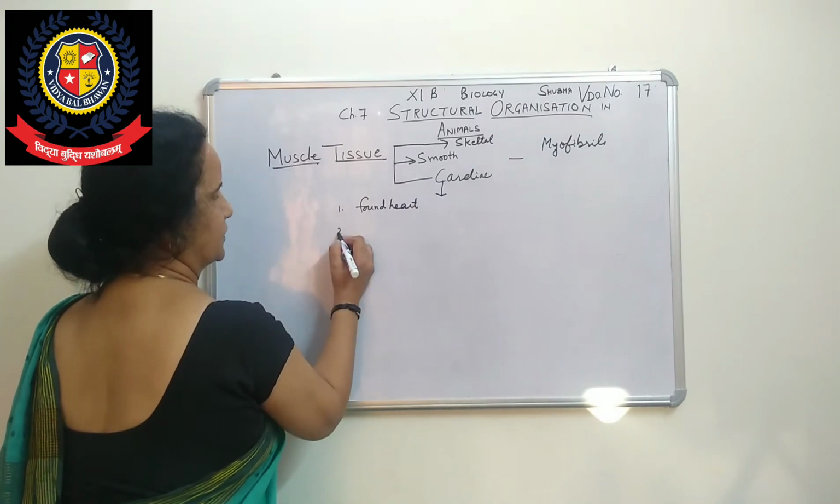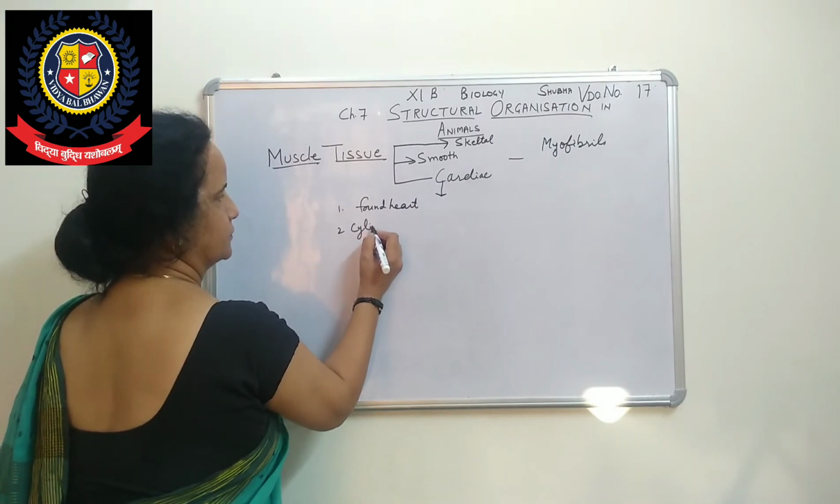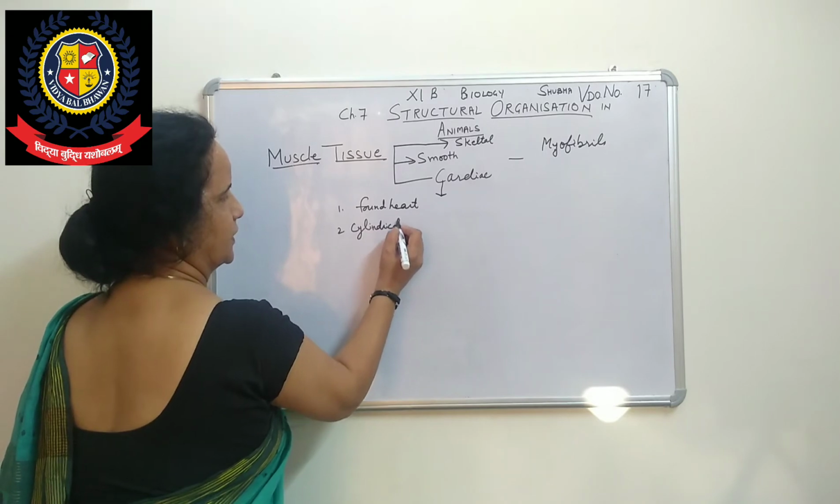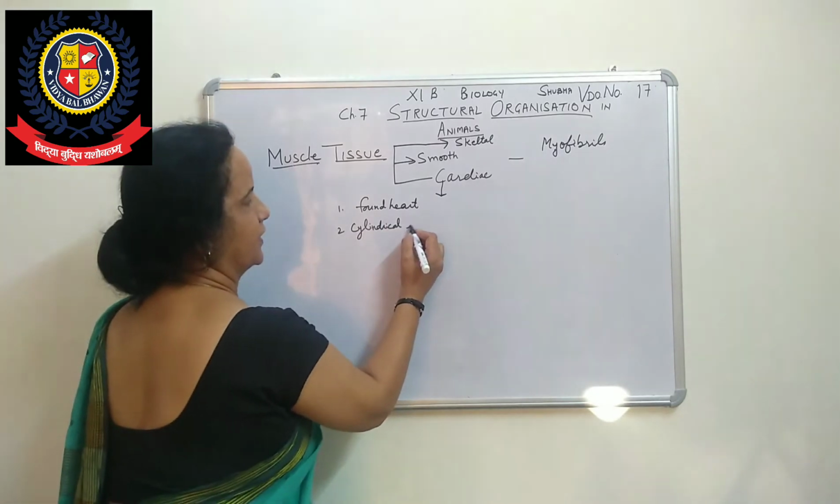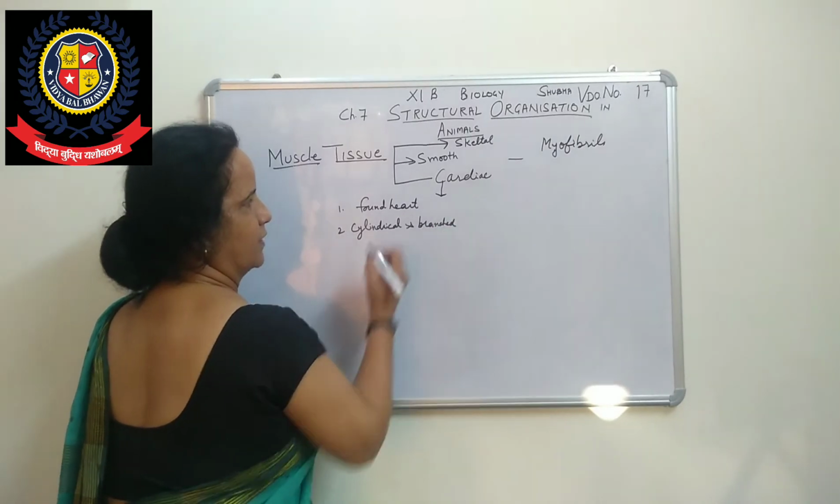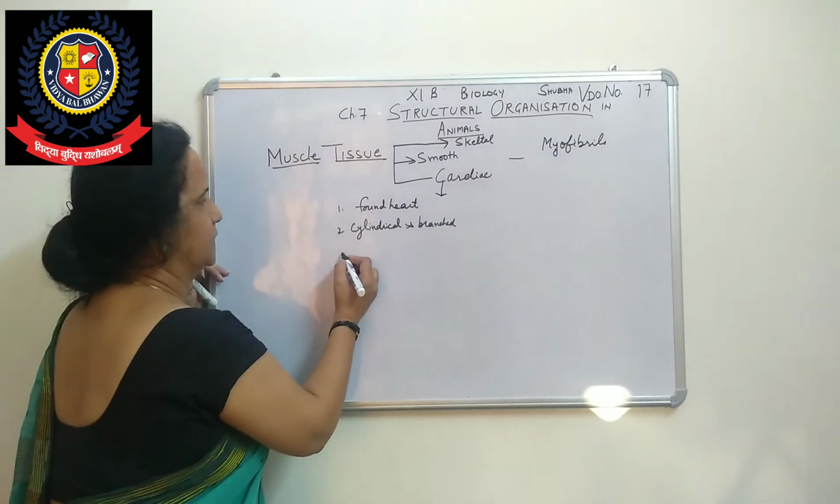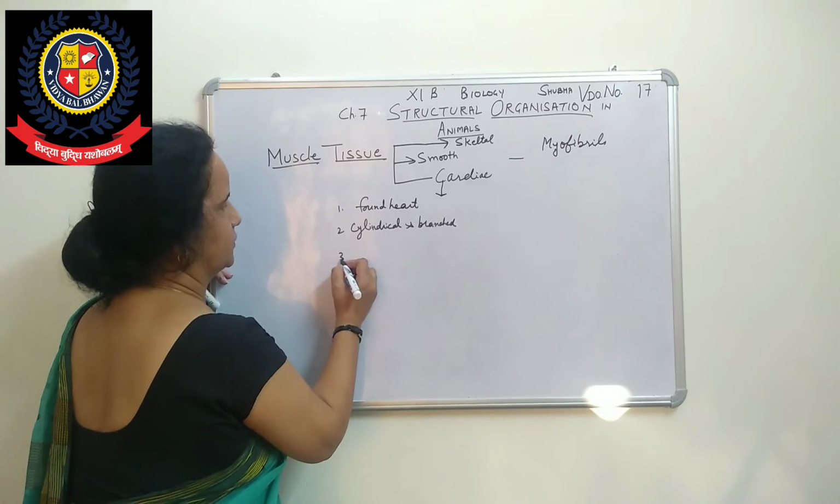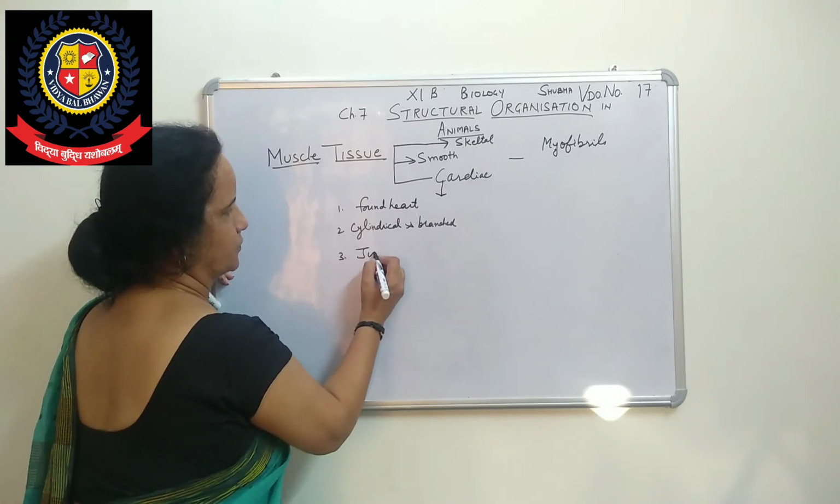First, that is also cylindrical and branched, right? Now they are branched. Third one, they have got junctions.